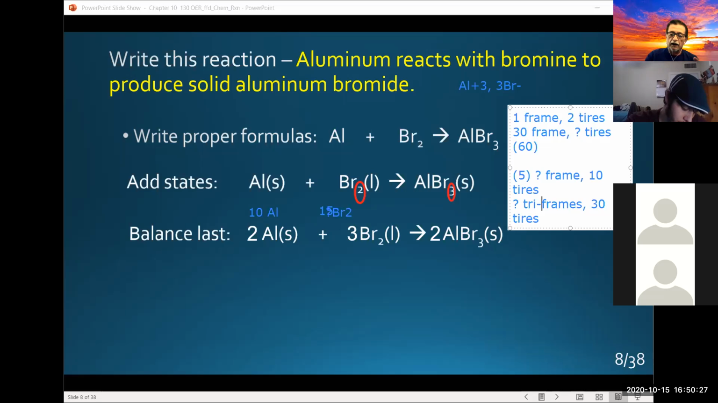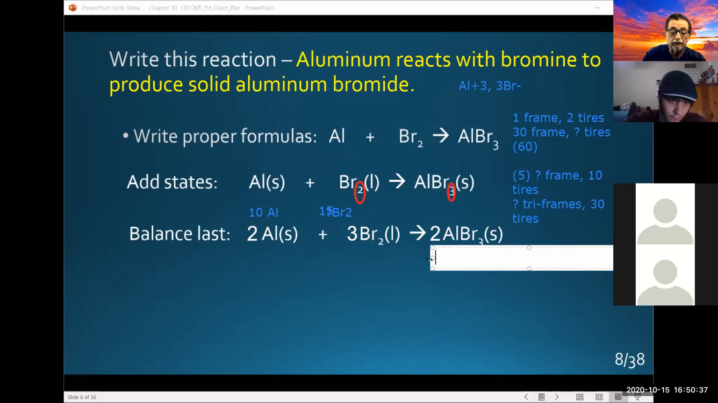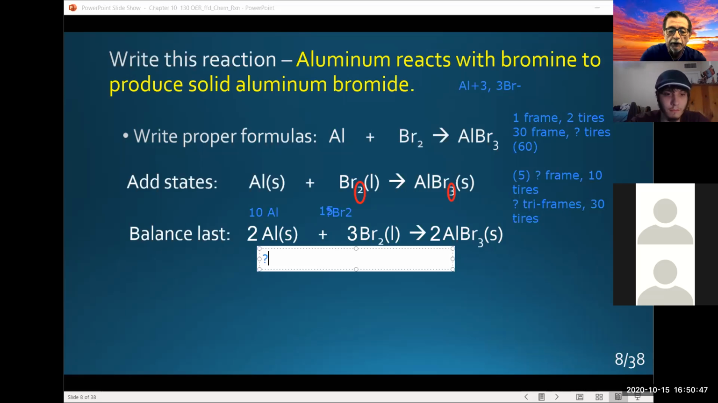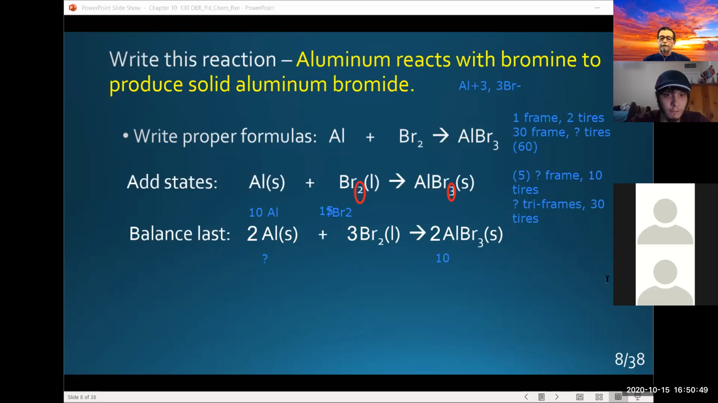chemical reactions. So to work that one, if I had 10 aluminum bromides, how many aluminums would I need? If I need to make 10 aluminum bromides, how many aluminums would I need to start off with? 5. Sure.